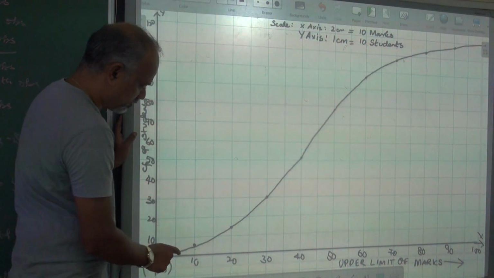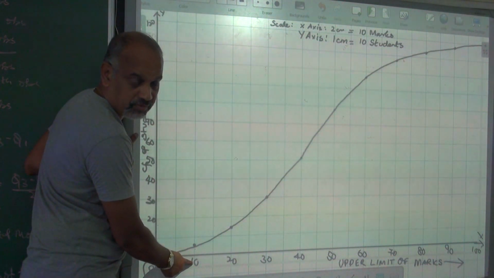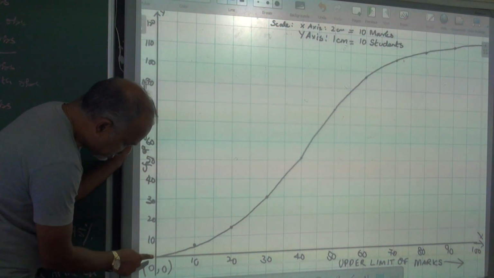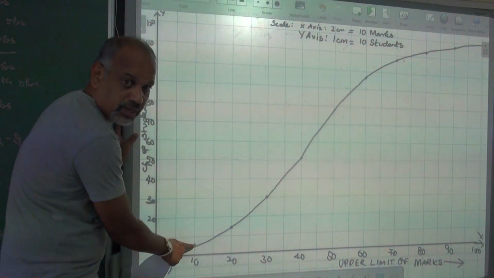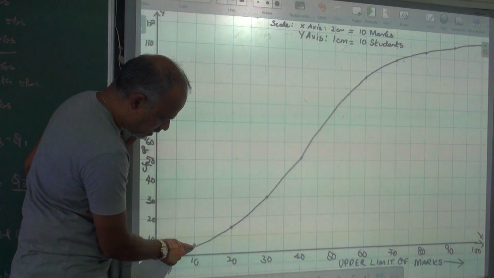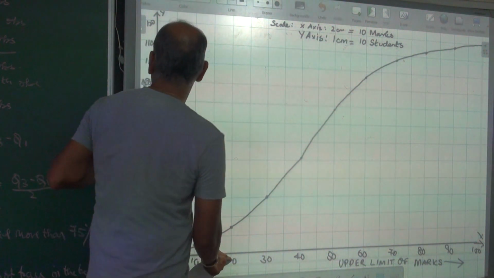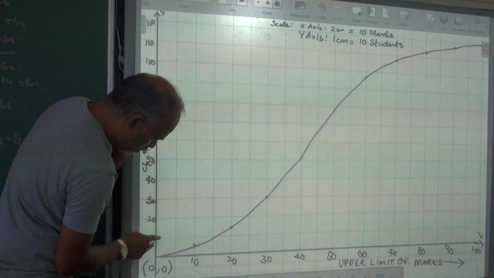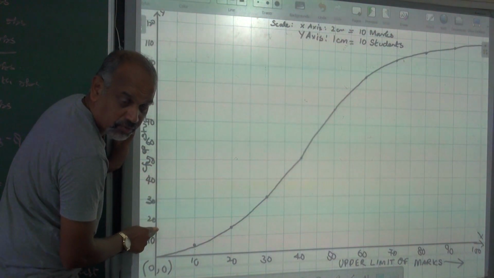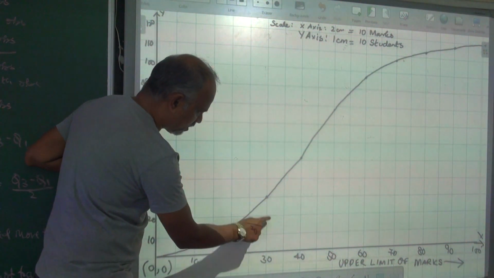Now, for the first upper limit 10, the cumulative frequency was 5. 5 is not here. This is 0, this is 10, in between is 5. So I marked a point at 5. So for 10, it's 5. For 20, it's 14. So you will have to count and see where the 14 is and plot accordingly. So that's 14. For 30, it's 30.